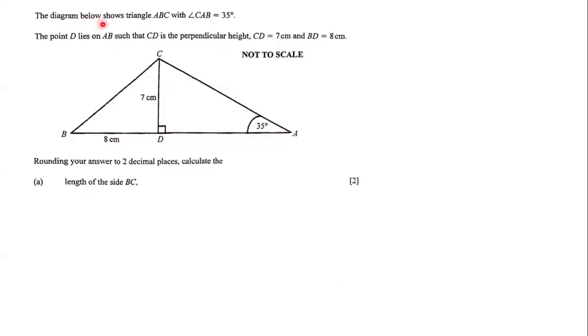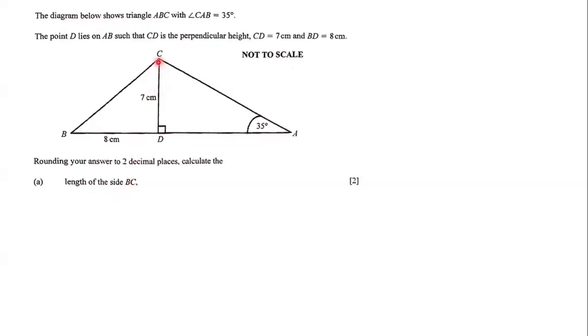The diagram below shows triangle ABC with angle CAB equals 35 degrees. The point D lies on AB such that CD is the perpendicular height. CD is equal to 7 centimeters and BD equals 8 centimeters. And so here we have this diagram. Rounding your answer to 2 decimal places, calculate the length of the side BC.